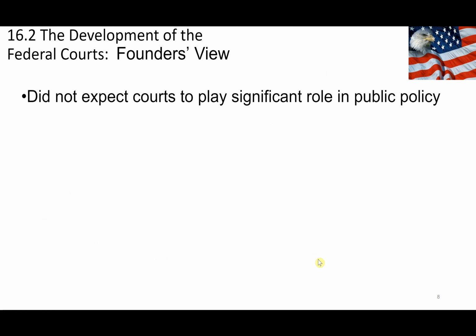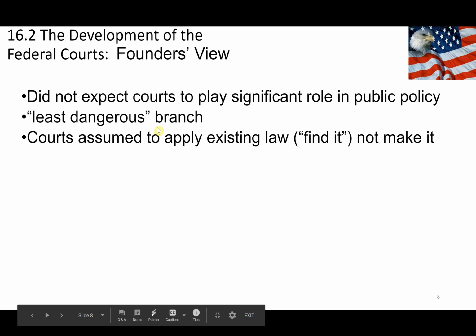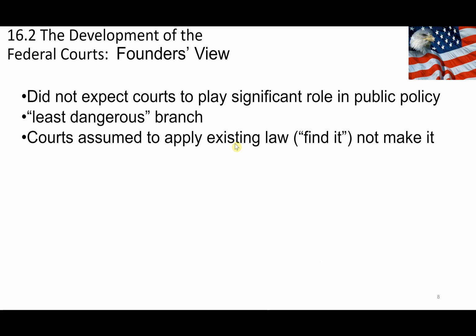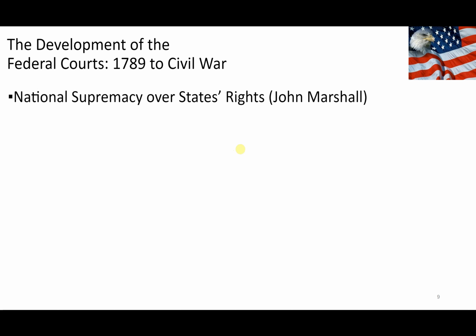So the founding fathers initially did not expect courts to play a significant role in public policy. Just look at how short Article 3 of the Constitution is compared to Article 2 and Article 1. Article 1 and Article 2 are much longer, especially Article 1. Alexander Hamilton once described the judiciary as the least dangerous branch. The courts were assumed to apply existing laws rather than make them. However, that has changed significantly.